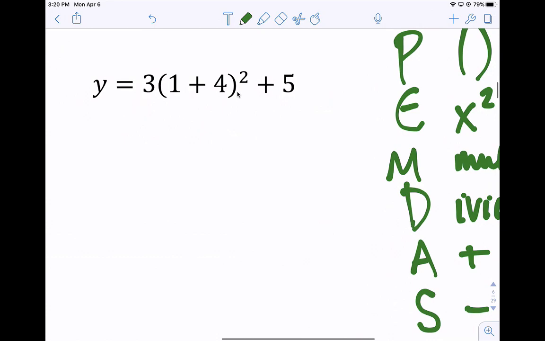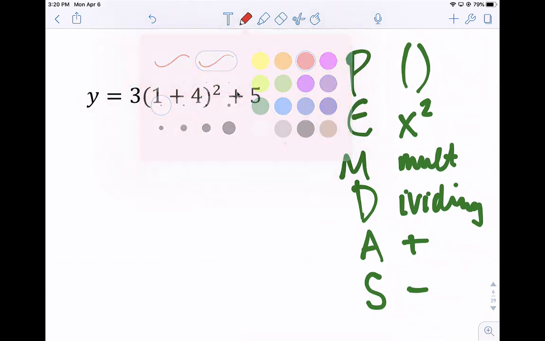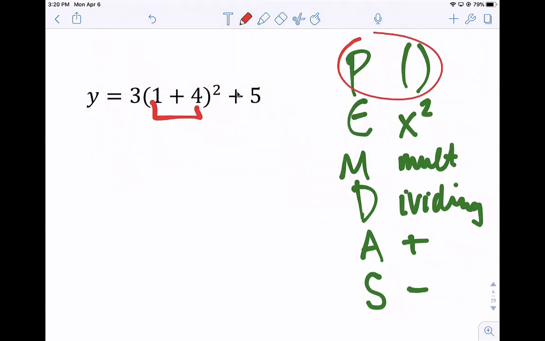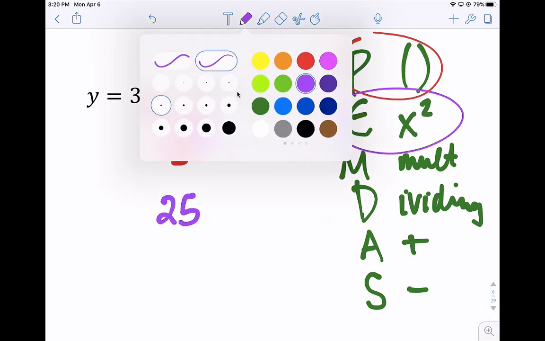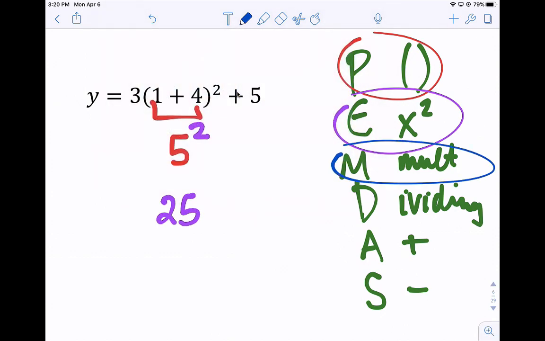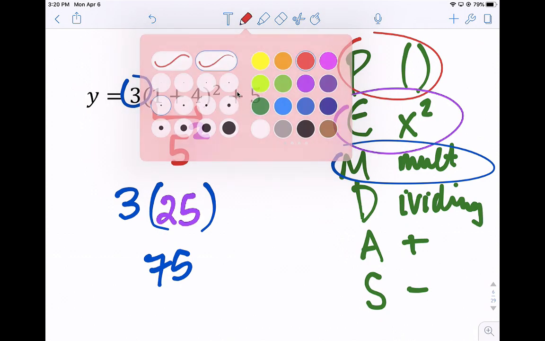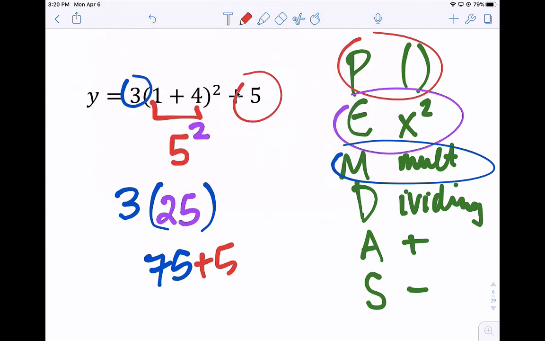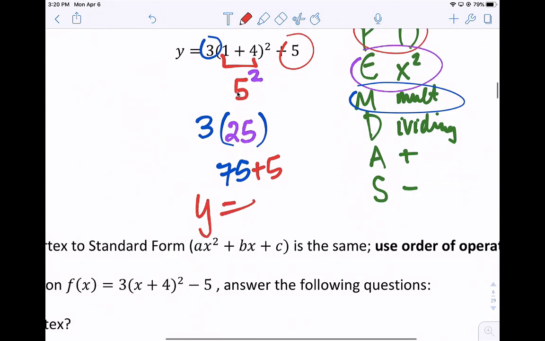So let's go ahead and look at parentheses first. So here's parentheses. We'll do 1 plus 4, which gives us 5. The second step is exponents, so we're going to square the 5 and get 25. The next step we would multiply, so we're going to multiply by this 3 right here. So we would get 75. And the last step is, for this one, adding. We're going to add our 5, and so we get y equals 80.